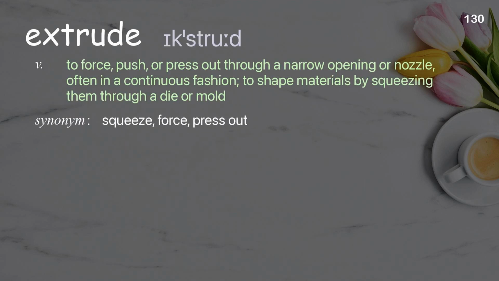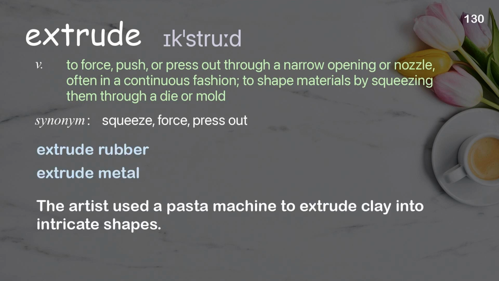Extrude. To force, push, or press out through a narrow opening or nozzle, often in a continuous fashion, to shape materials by squeezing them through a die or mold. Examples: Extrude rubber. Extrude metal. The artist used a pasta machine to extrude clay into intricate shapes.